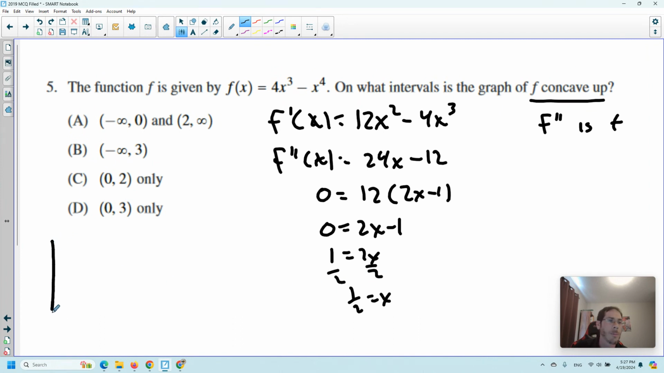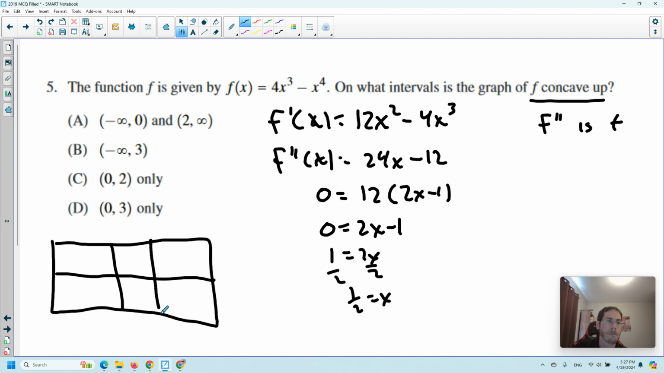So if we make the table, we got 1/2. It gave us 0. This is going to be x, f double prime of x. If I plug in 0, which is a good choice because that's below 1/2, I can see I'm going to get negative 12. If I plug in 10, I'm going to get 240 minus 12 is way positive. So my positive section where I'm concave up is everything past 1/2.